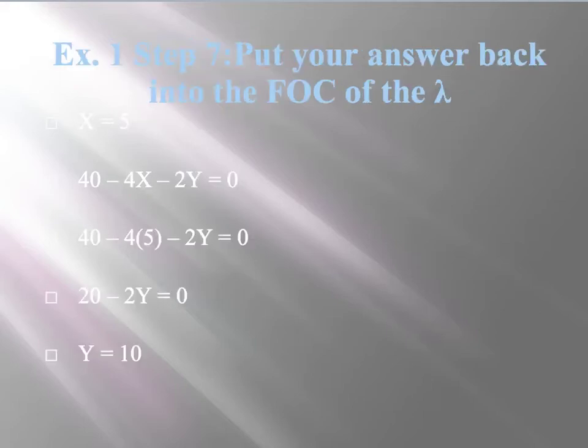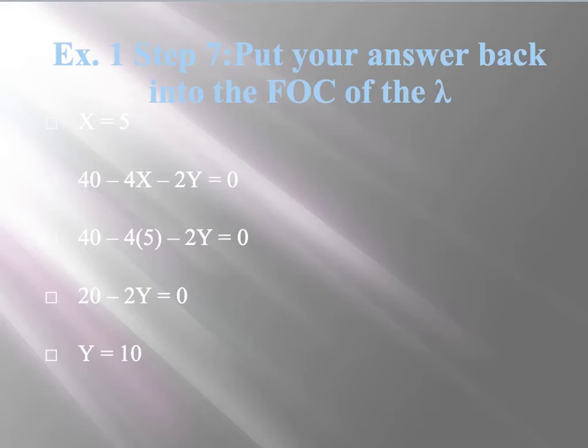Here in step 7, put your answers back into the first order condition of the lambda. Basically, we're doing the same thing that we just did in step 6, but we're doing it with the other variable. So now we have an answer for the constrained optimization of the x variable, and we're going to put that back into this budget constraint partial derivative here.